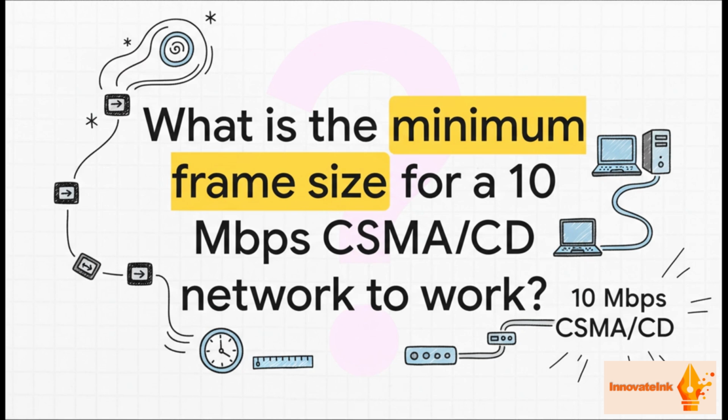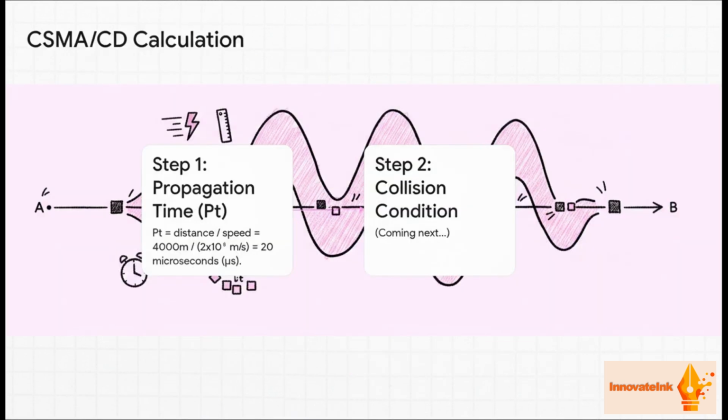The minimum size of an Ethernet frame isn't some random number. It's a direct consequence of the speed of light and the length of the cable. First things first, we have to figure out the worst-case travel time. We calculate what's called the propagation time. That's how long it takes for the very first bit of a frame to travel from one end of this huge 4-kilometer cable all the way to the other. And in this case, that's 20 microseconds.